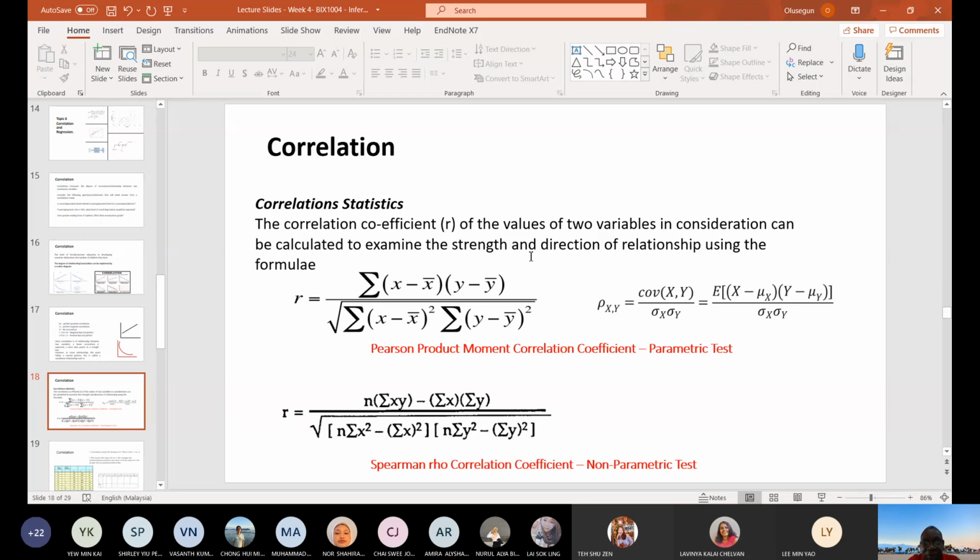I have two formulas here. One is what we call the Pearson product moment correlation coefficient, while the other one is for the Spearman rank correlation coefficient. Let me explain the difference between the two. The Pearson product moment correlation coefficient is used when we have a parametric test. What do we mean by a parametric test? We mean that the data we are using are normally distributed.